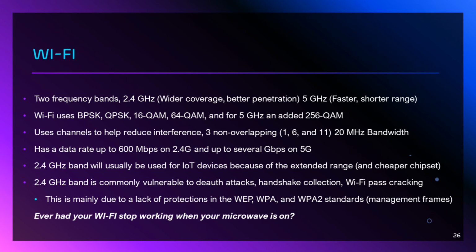Also, have you ever had your Wi-Fi stop working when your microwave is on? If so, that is because the microwave is basically working as a 2.4 gigahertz Wi-Fi jammer, just because of the amount of EMF it produces. And you can actually test this when you go to your microwave if you want to get on your Wi-Fi and see the difference.